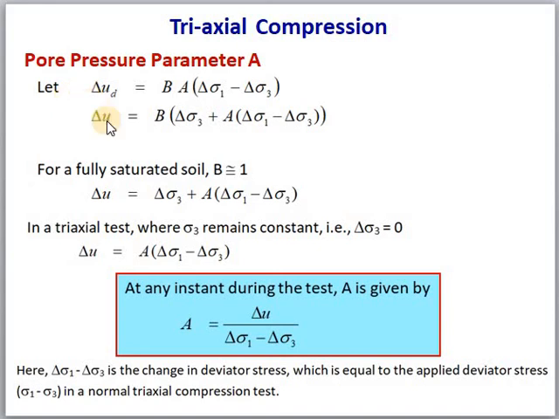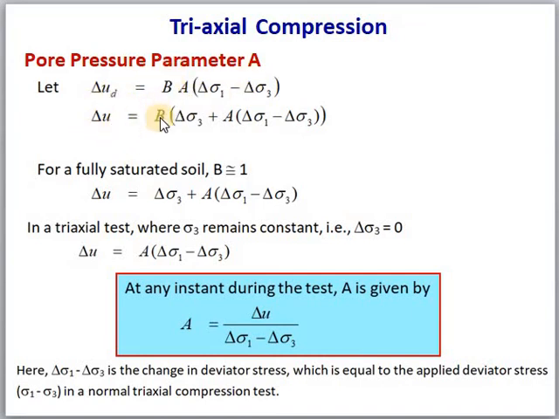So let us consider that delta Ud is equal to B into A. You have an additional pore pressure parameter. So this is actually what you have found out earlier. So BA into delta sigma 1 minus delta sigma 3. And you simplify it as B into delta sigma 3. This is the total pore pressure increment or the excess pore pressure.